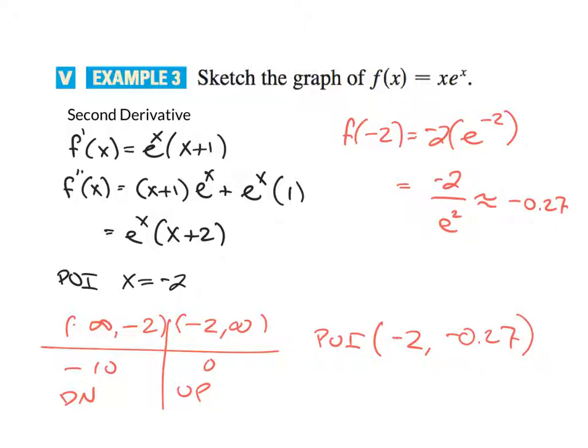So similarly here, the second derivative is actually very easy, and from your product rule you're going to end up getting e to the x times x plus 2, telling you your point of inflection is going to be at negative 2. Making the table, again, I pick negative 10, plug it back in, and I get concave down. I plugged in 0 because I'm allowed to, and that's going to be concave up because it's positive. And then when I do f of negative 2, I end up with negative 0.27.